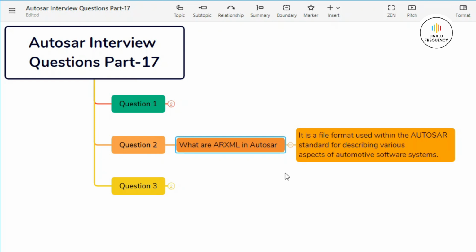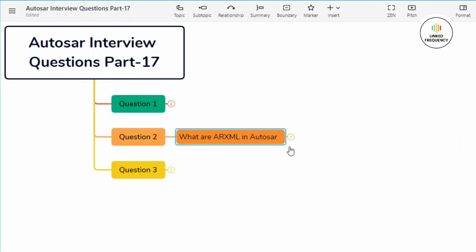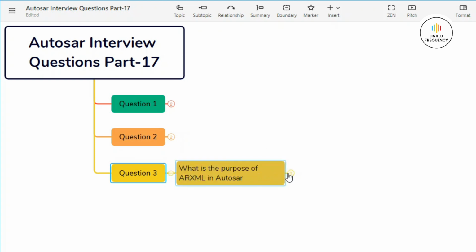So overall, you can see ARXML files play a vital role in defining the configuration, behavior, and interactions of software components in automotive ECUs. So this was a short description about ARXML files in Autosar. Now, let's move on to our third question, which basically states, what is the purpose of ARXML in Autosar?